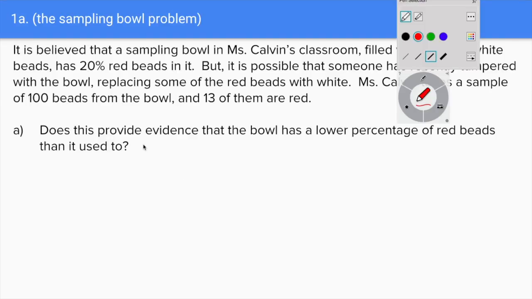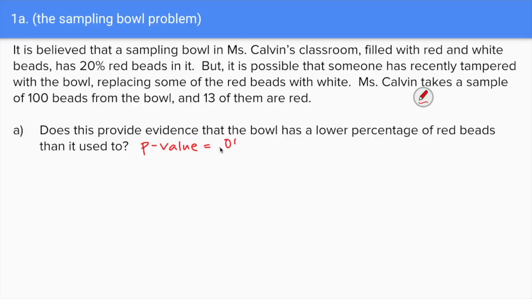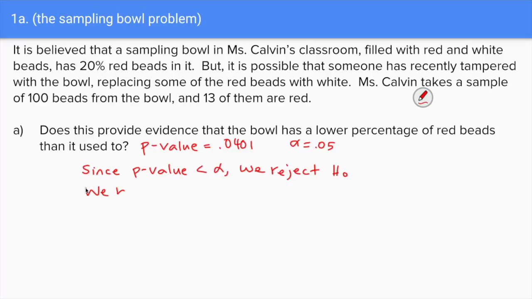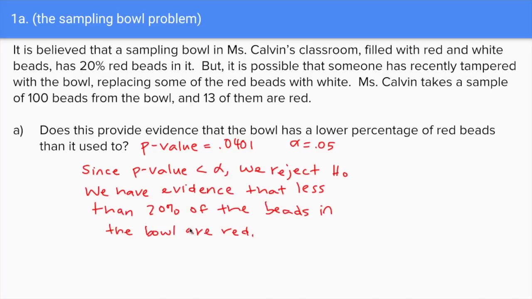Our p-value, remember, was 0.0401. We are not given an alpha, so I'm just going to go ahead and use an alpha of 0.05. Since my p-value is less than my alpha, we reject our null hypothesis. And that means that we have evidence that our alternate hypothesis is true, meaning we have evidence that less than 20% of the beads are red. And that's our conclusion.